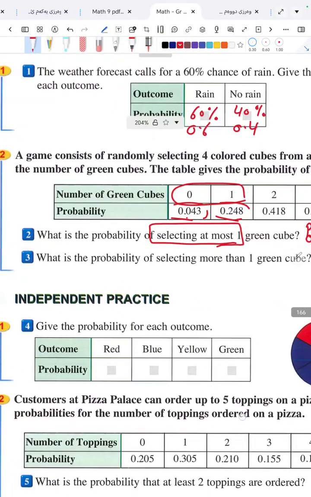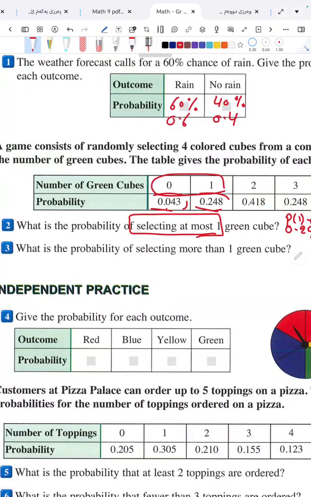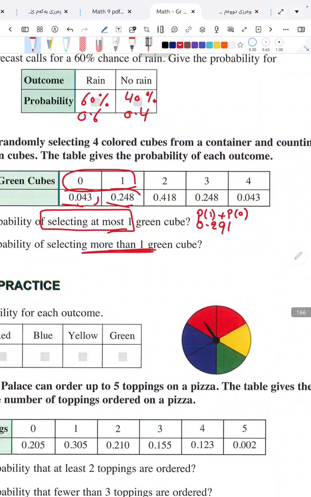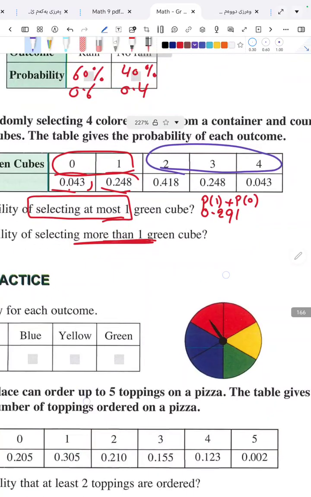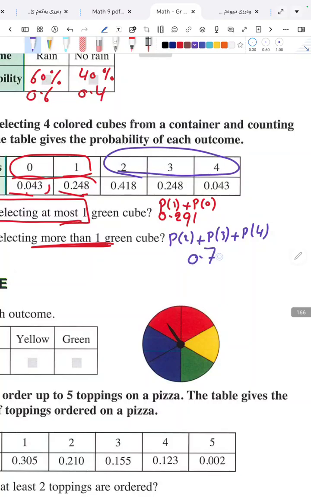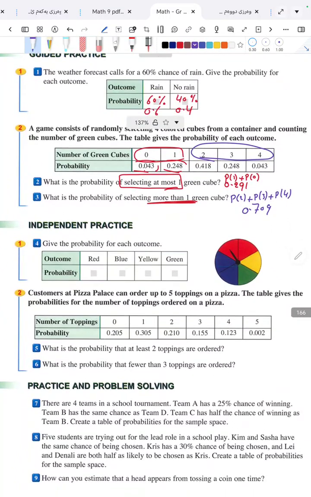Then question 3. What is the probability of selecting more than 1? Okay, this is very clear. More than 1, so you can't count 1. It will be probability 2, probability 3, and probability 4. At probability 2, more than 1, it's 2. Probability 3 plus probability 4. Add them, it is equal to 0.709.